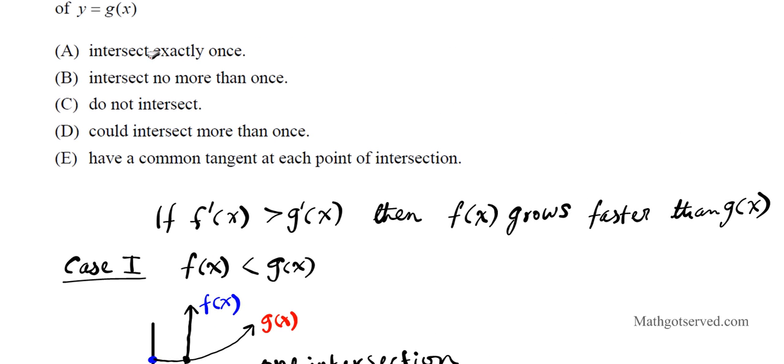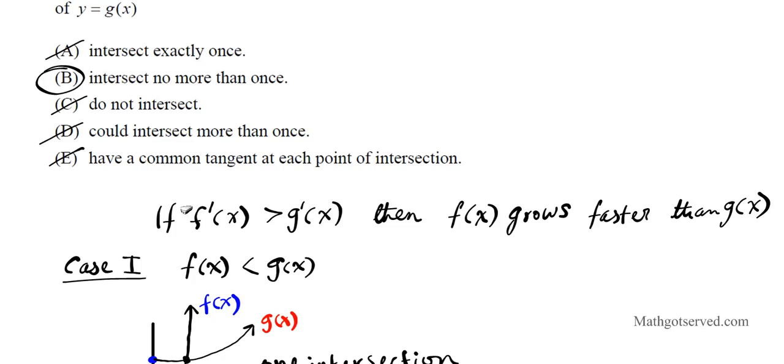So what can we conclude here? Intersect exactly once? No. If f of x has a head start, then there are no intersections. Intersect no more than once? This sounds reasonable. It could be one or less. Do not intersect is false. Could intersect more than once? Absolutely not. Have a common tangent at each point of intersection? There's no way we can make that conclusion.